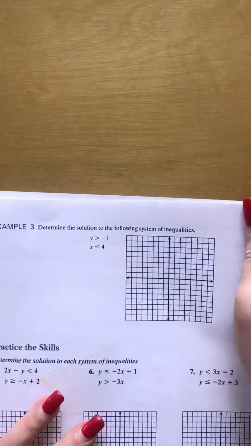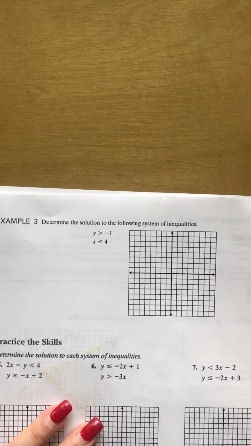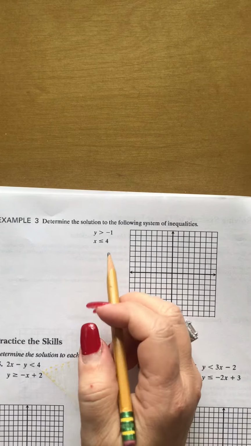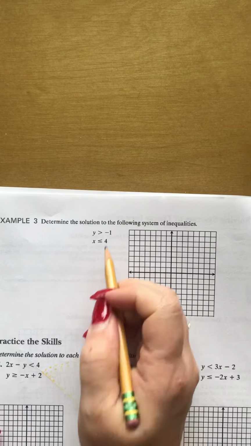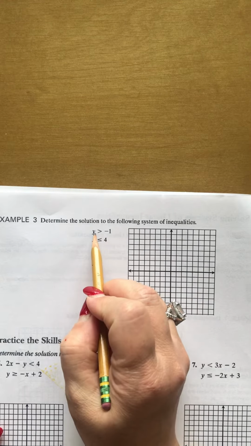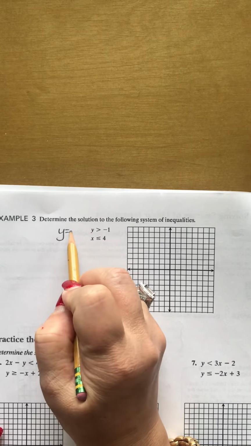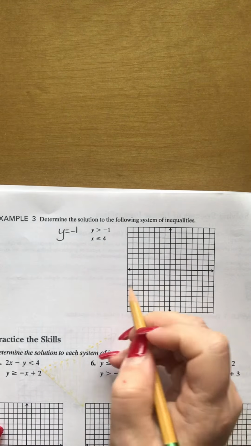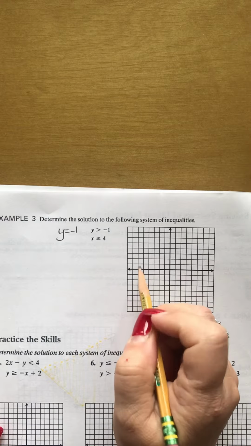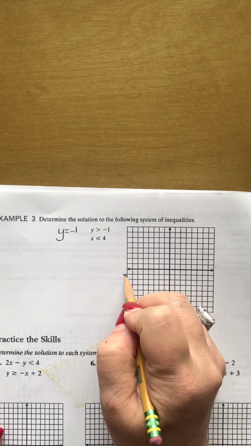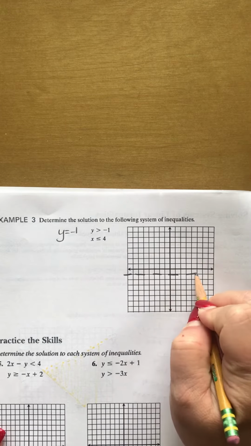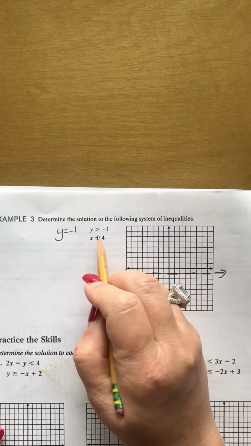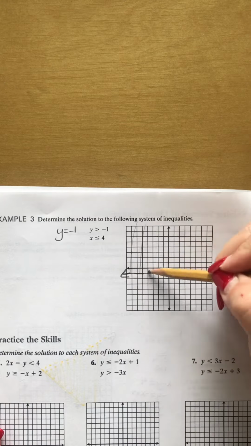So what happens when we do not have the x and y in both equations? Well, these are actually simple. What is y? Y equals -1. We learned in chapter 3, it's a horizontal line at -1. But for this, you're going to make it a broken line at -1. Why? Because there's no bar there. And greater than, you're going to shade above.